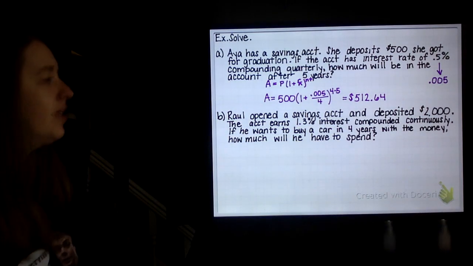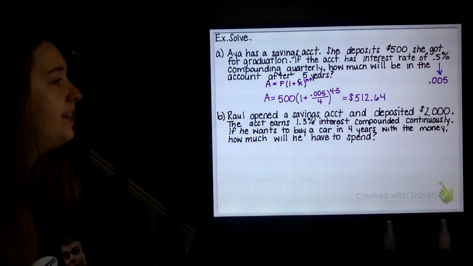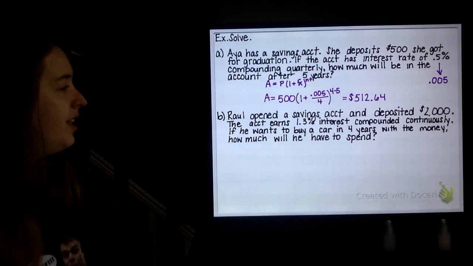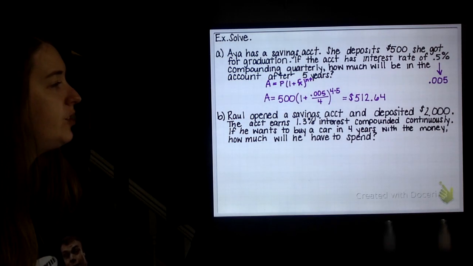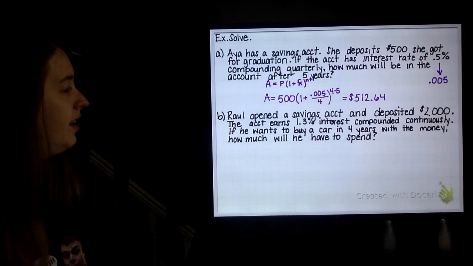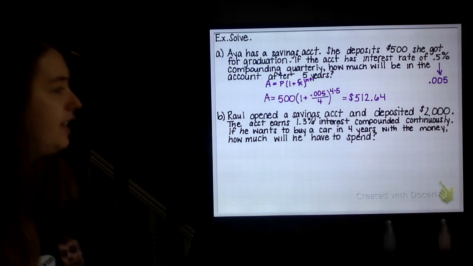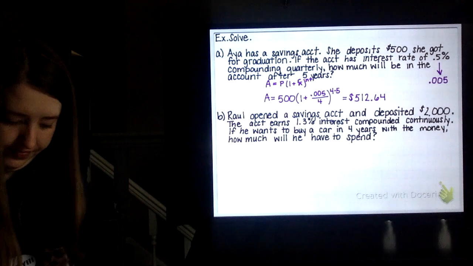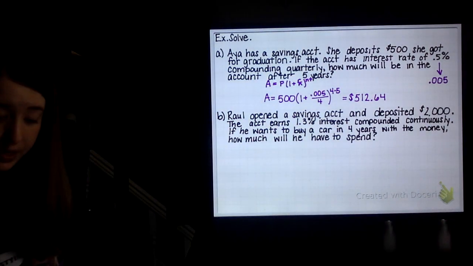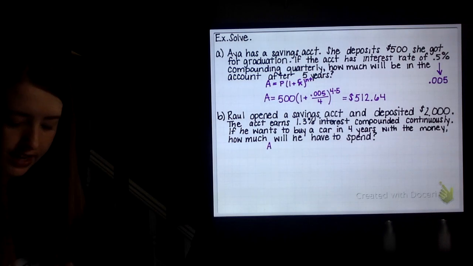Cool. Another one. So Raul opened a savings account and deposited $2,000. The account earns 1.3% interest compounded continuously. If he wants to buy a car in 4 years with the money, how much will he have to spend? So this time we're compounding continuously, so that means we have to use PERT.